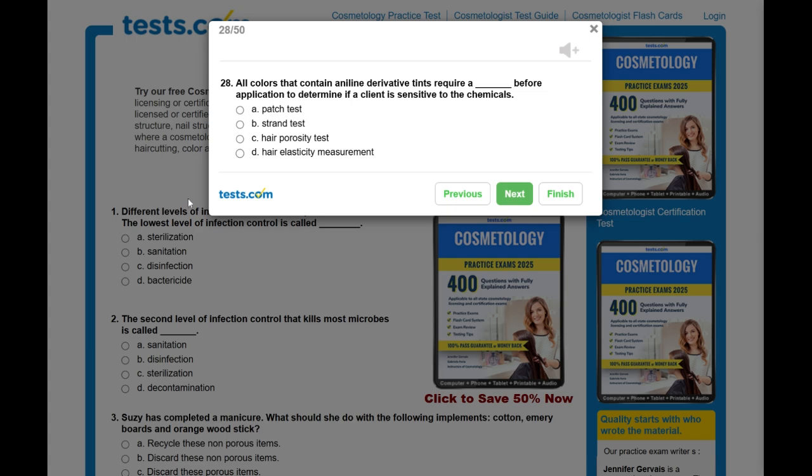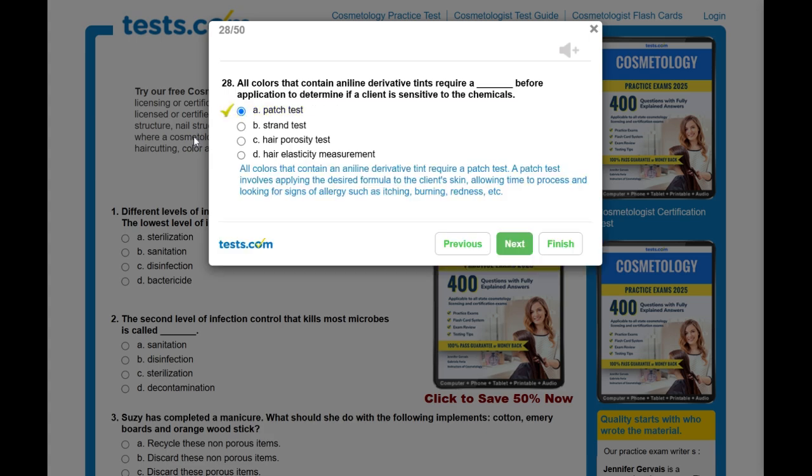Question 28. All colors that contain aniline derivative tints require a blank before application to determine if a client is sensitive to the chemicals. A. Patch test. B. Strand test. C. Hair porosity test. D. Hair elasticity measurement.